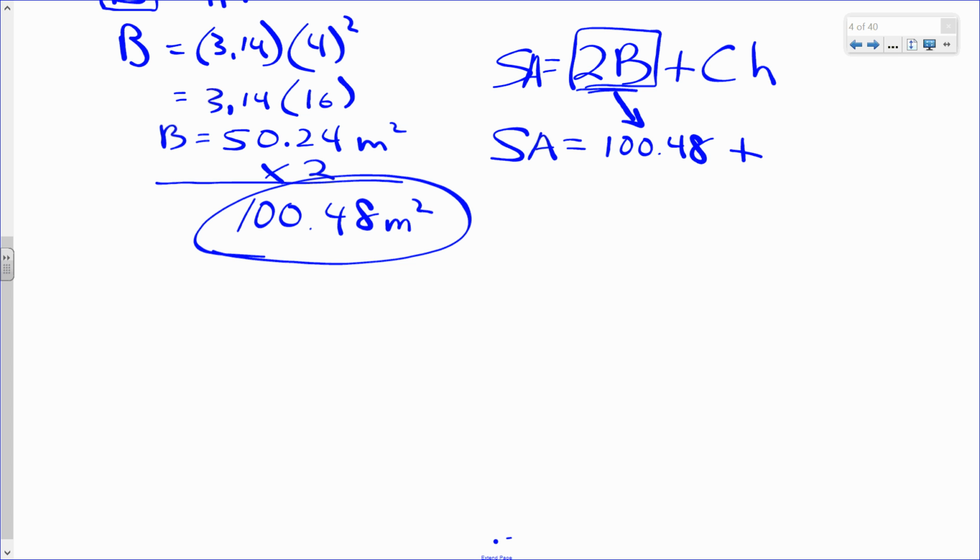It became that 100.48. Now we're going to find the circumference of the base, and we'll multiply it by the height, and we'll put it right here. So we're going to do this part now of the formula.